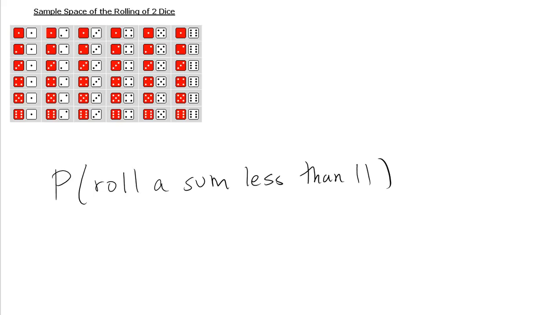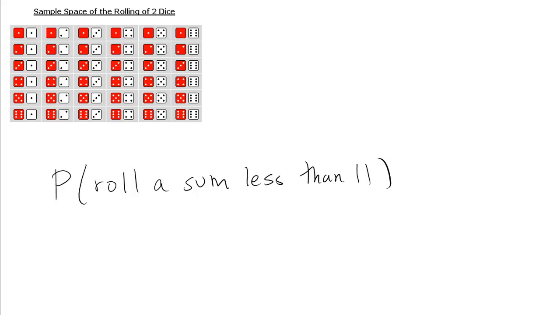This third example says, find the probability of rolling a sum less than 11. Now this sample space isn't that big, so I guess we could just go through and count all of the sums that are less than 11. But I want to show you a more efficient way to do this problem. And the idea here is that it's actually going to be easier to work with the complementary event.